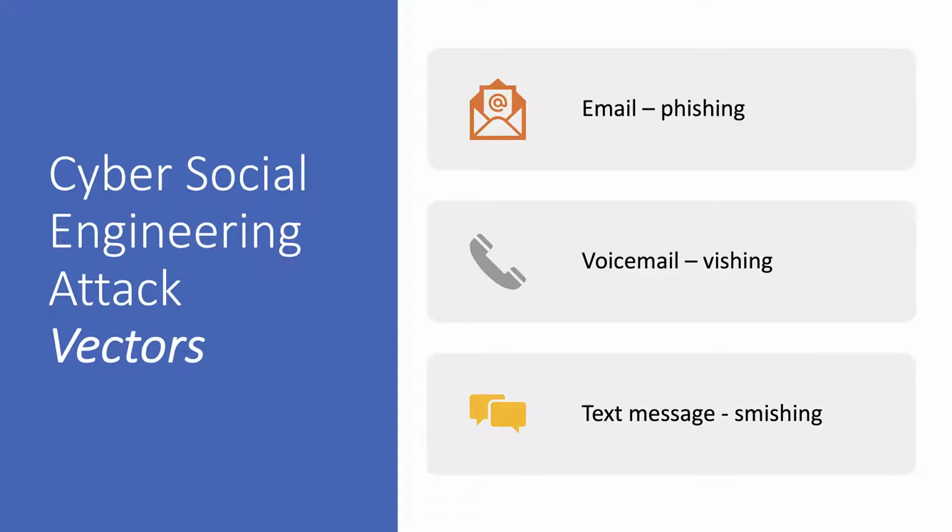So now let's look at some of the cyber social engineering attack vectors. Okay, what's an attack vector? Well, attack vector simply means a means by which you can be attacked. And while there's many different attack vectors, we're just going to concentrate on 3 that are cyber-based. The first is email, and email social engineering attacks are called phishing attacks. There's also voicemail. Those are called vishing attacks. And finally, there's text messaging, which are called smishing attacks, for SMS phishing.